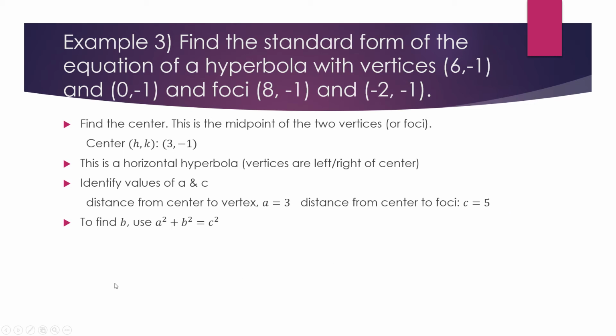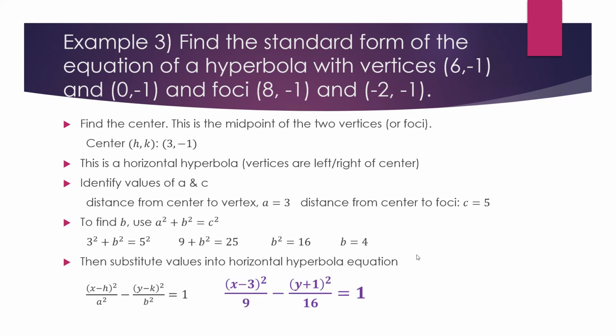To find b, we're going to use the equation a squared plus b squared is equal to c squared. So if we put 3 in for a and 5 in for c, 3 squared is 9, plus b squared is equal to 5 squared, which is 25. If you subtract 9 from both sides, b squared is equal to 16, which means b is equal to 4. And now that we know our values for h, k, a, and b, we can write the equation of this hyperbola.